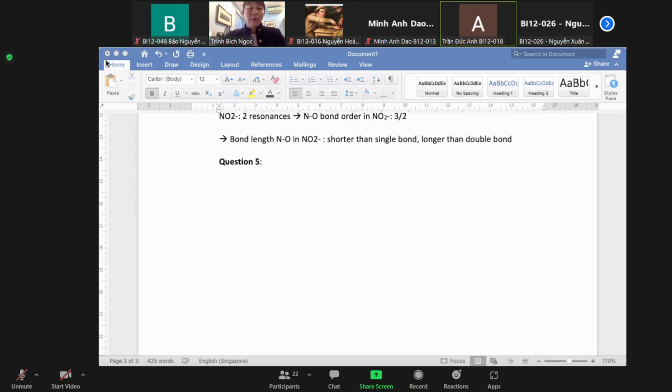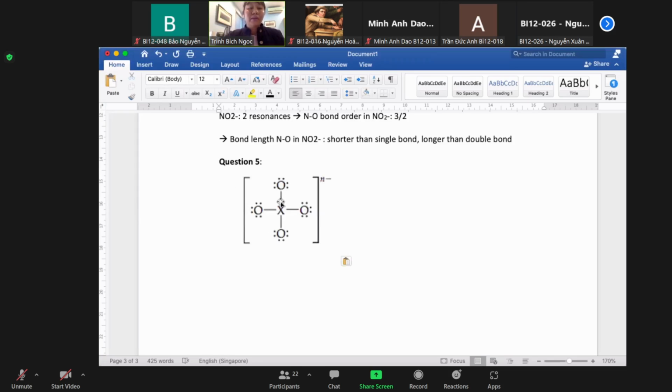Okay, you have a Lewis structure like this, but you don't know yet the element X. They give you the number n equal to 1, 2, and 3. In each case of n, you need to find the element X, knowing that X is from the third period.